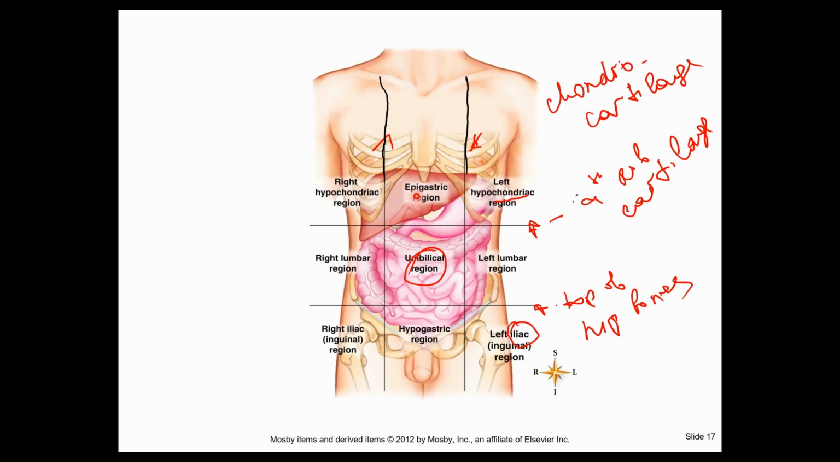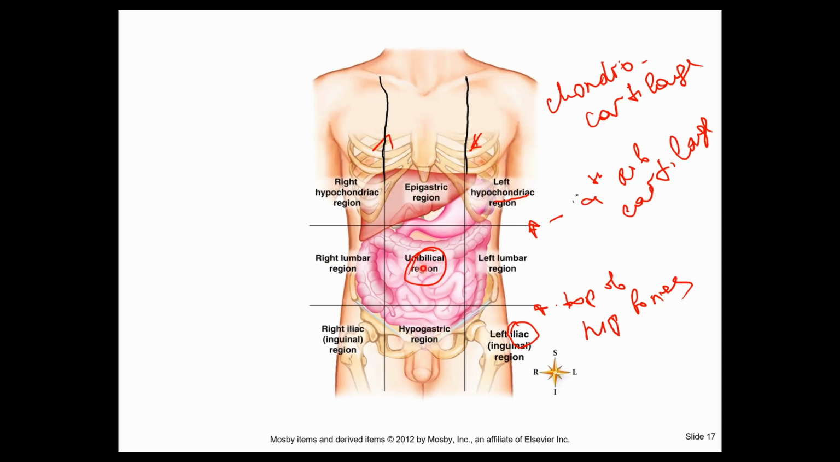Epi is the prefix for above. And hypo means below. So you have the epigastric region, which is above the stomach, and the hypogastric region, below the stomach. So hypo means below, gaster means stomach, and ic means pertaining to. That's the suffix that defines belonging to something. So hypogastric is belonging to below the stomach, and epigastric, belonging to above the stomach. Okay.